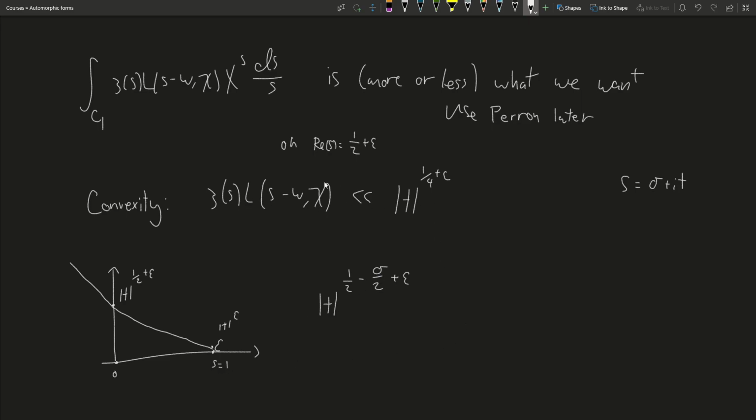So this product is going to be t to the 1/4 plus the real part of w over 2 plus epsilon as the convexity bound for this Dirichlet L function. Okay, and this is going to be equal to t to the 1 plus the real part of w over 2 plus epsilon.